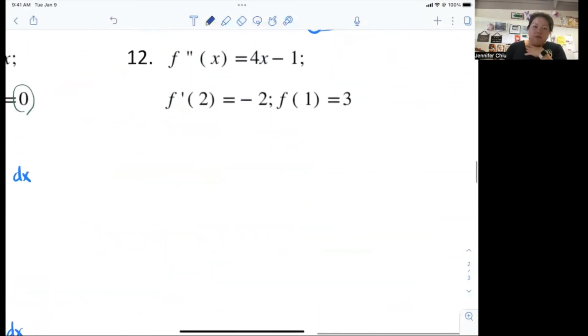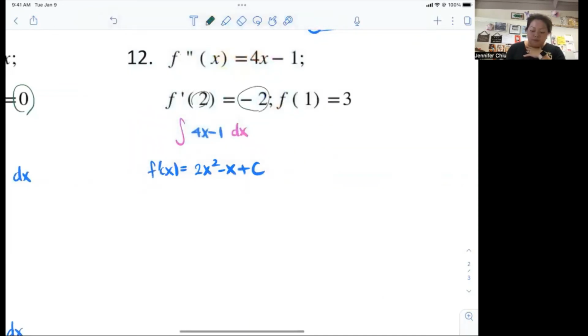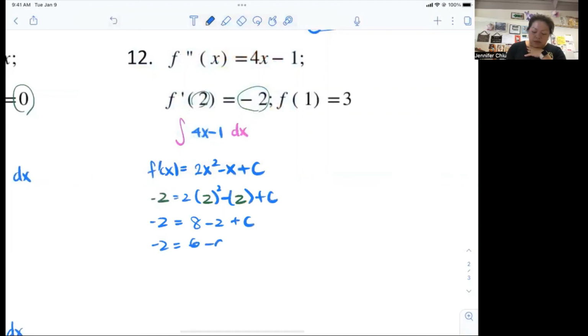I give you f double prime equals 4x minus 1. So you're going to start with the double prime, 4x minus 1, and you're going to take the antiderivative. You're going to take the integral, okay? Because that will give me my f prime. So that gives me f prime equals 2x squared minus x plus c. So now my initial condition says f prime of 2 equals negative 2. So negative 2 equals 2 times 2 squared minus 2 plus c. So negative 2 equals 8 minus 2 plus c. Negative 2 equals 6 plus c. So c equals negative 8.